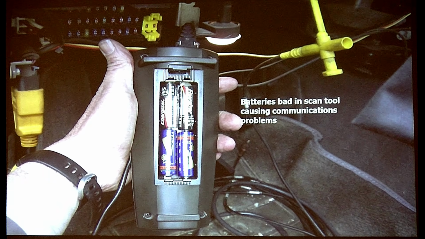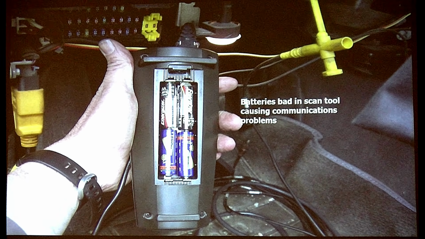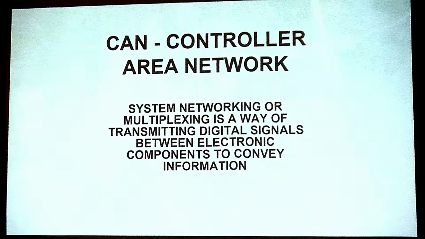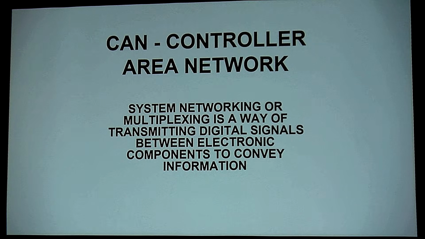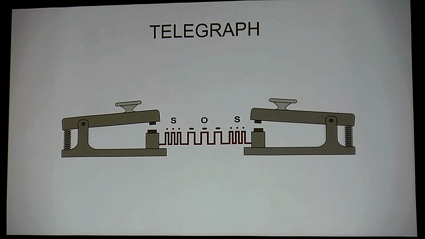That's what interfaces the vehicle to talk to it, so we can encode and send messages back and forth, just like the very first frame we saw. We need a medium and we need a transceiver, right? Something that transmits and receives. That being said, CAN, controller area network, that's what we're really doing, but what is that really doing? Well, it's a networking system. It's multiplexing. It's a way to transmit digital signals between electronic components. We want to convey information between these components. We already know how all this works. This is done, and it has been for many years.